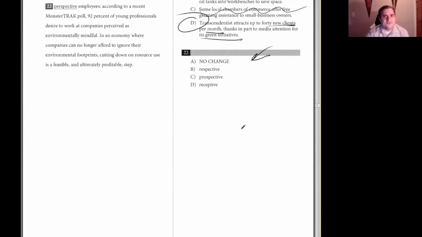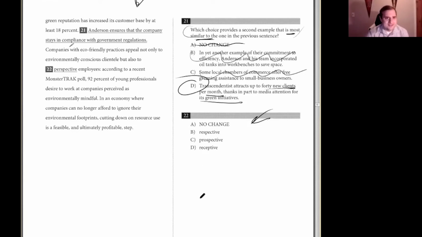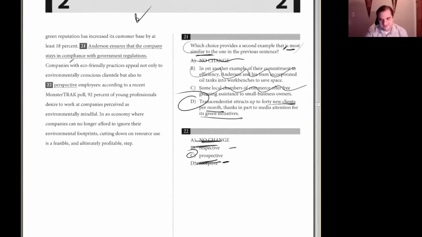This is a commonly confused word question. We just have 4 words that sound similar, although I don't know anyone who's ever confused receptive with perspective. Companies with eco-friendly policies appeal not only to environmentally conscious clientele, but to... the one we're looking for is prospective, A. Prospective means one that's coming in the future. Like if you have a prospective client, that is a possible client. Perspective is how you see things, which doesn't make any sense there. Receptive means you're open to things, and respective, I'm not even going to get into it. Respective is not correct there.